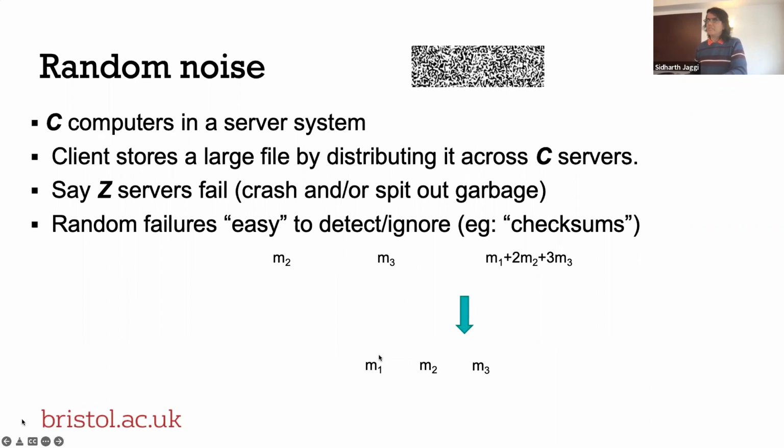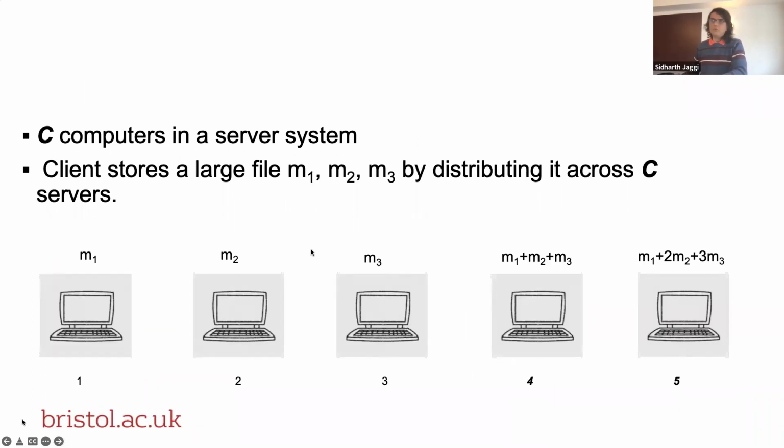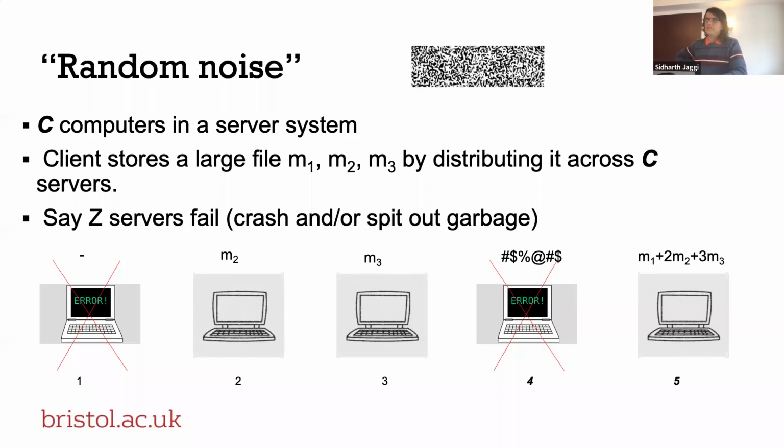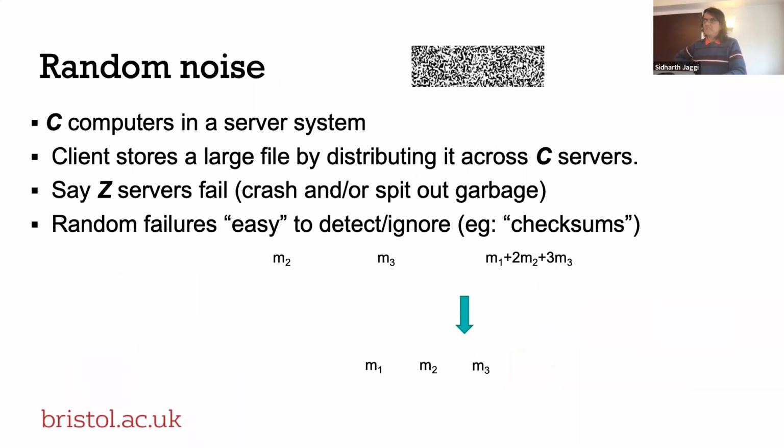And you can convince yourself that regardless of which combination of 2 out of 5 servers goes off, you can retrieve the 3 pieces of the file from the remaining 3. So this is always doable. For those of you who know about these sorts of things, this is an error correcting code. It's in particular a Reed-Solomon code. So we have good ways of dealing with this.